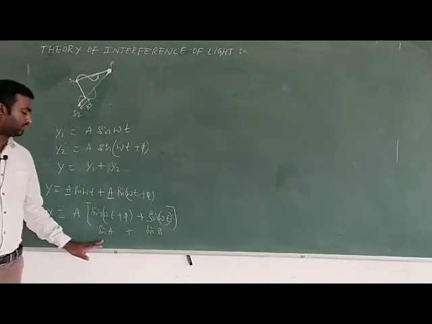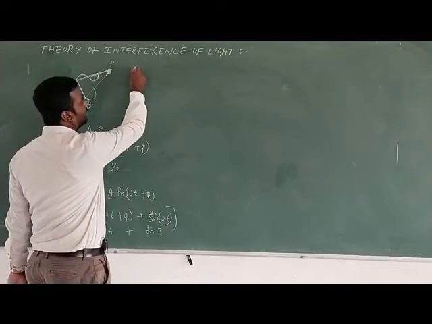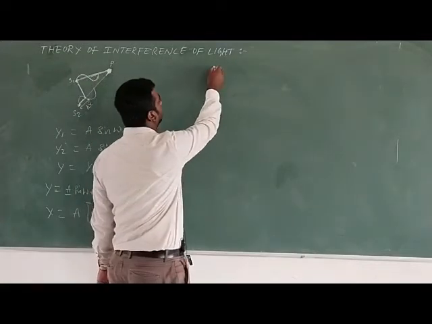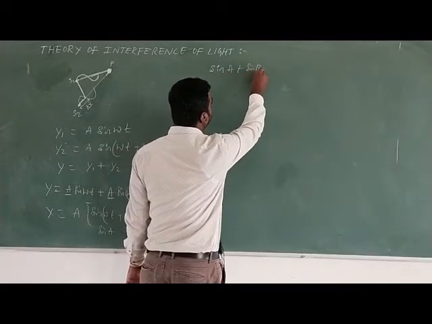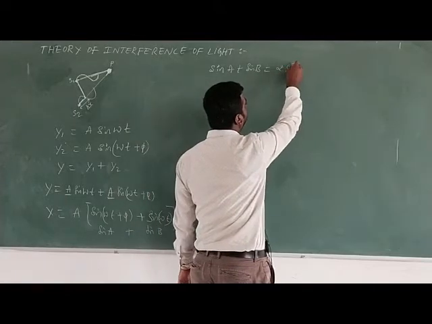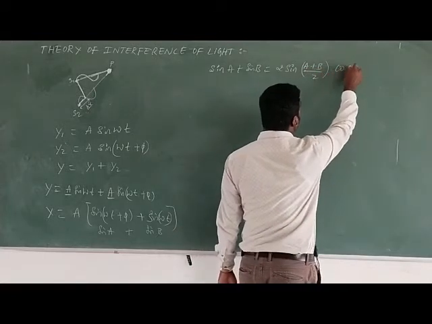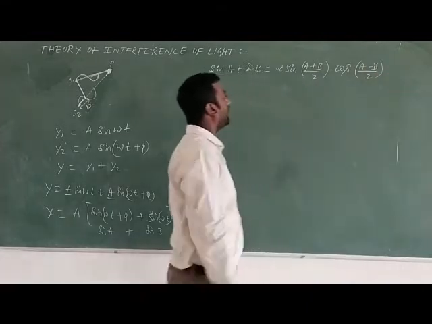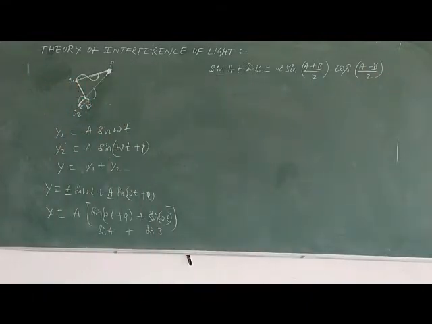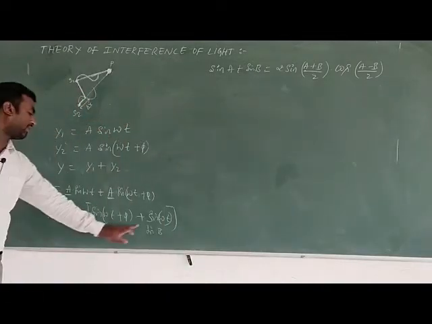Now what is the formula for sin A plus sin B? Sin A plus sin B equals 2 sin of (A plus B) by 2 multiplied by cos of (A minus B) divided by 2. This formula we studied in mathematics. Here this is in the form of sin A plus sin B.